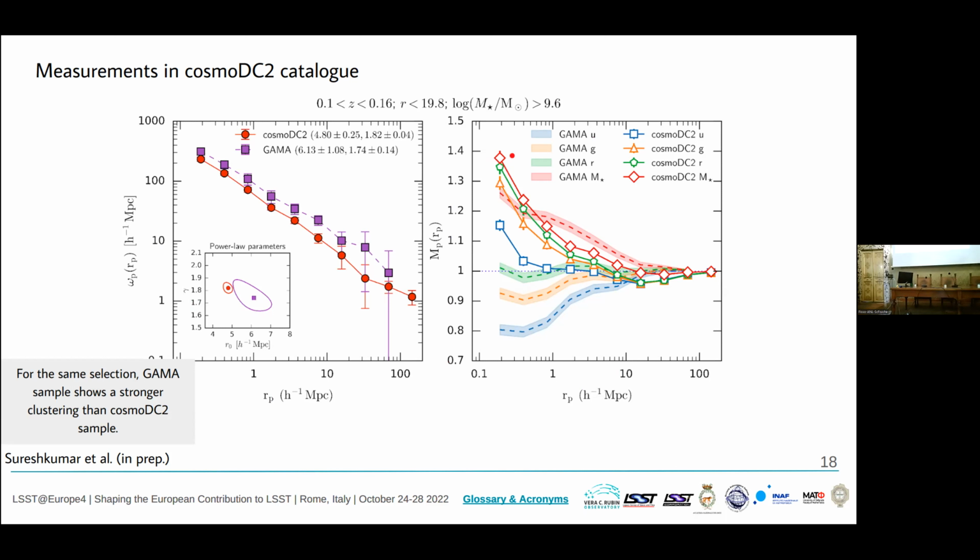Okay, I just wanted to ask a question. I think that's very interesting, the difference between gamma and Cosmo DC2. So you said you were going to investigate, but have you tried on other simulations to see what would come out? Actually not yet, but that is in my plan to do. Yeah, it will be the next step to check why it is happening.